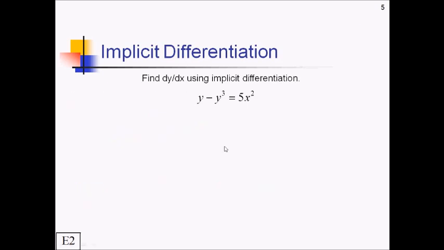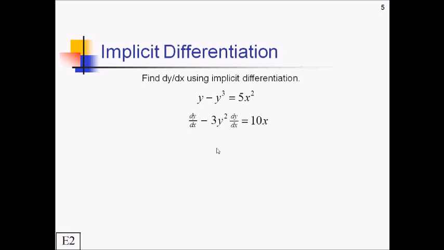Now that you've seen the basic process behind implicit differentiation, pause the video and get as far as you can on this problem. All right, let's see how we did. So going from left to right, we're going to, again, differentiate the entire equation. So this y becomes a dy dx, that is the derivative of y, minus 3y squared times a tail of dy dx, equals, this will just be 10x.